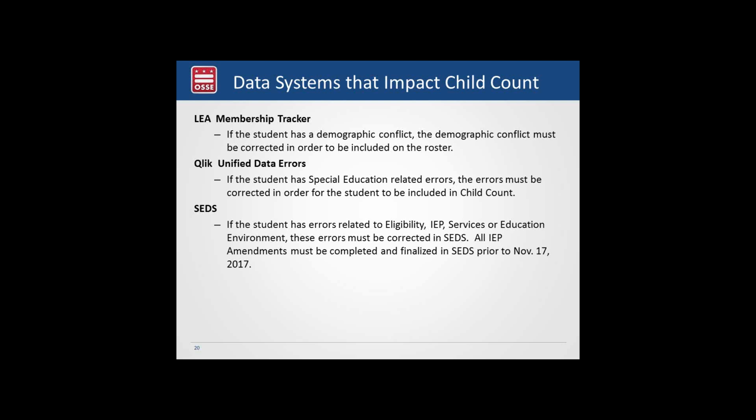Here, this slide just shows some of the data systems that will impact child count. So we have the LEA membership tracker, and this is for resolving demographic conflicts, such as the student's first name, last name, date of birth, race, gender, and ethnicity. In the Click Unified Data Errors application, this is where you're going to find the special education errors that will impact child count. And again, we provide the suggested resolution path for you to have those errors resolved. In SEDS, which is the source system, if the student has errors related to eligibility, IEP, services, or education environment, these errors must be completed in SEDS. All IEP amendments must be completed and finalized in SEDS prior to November 17th.